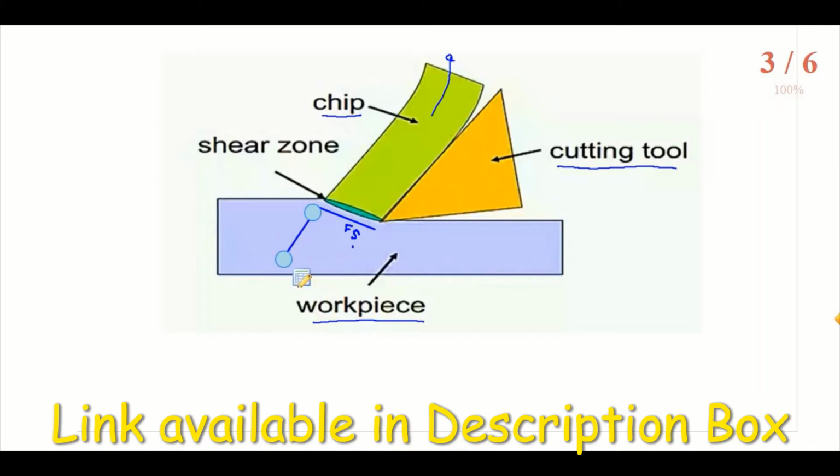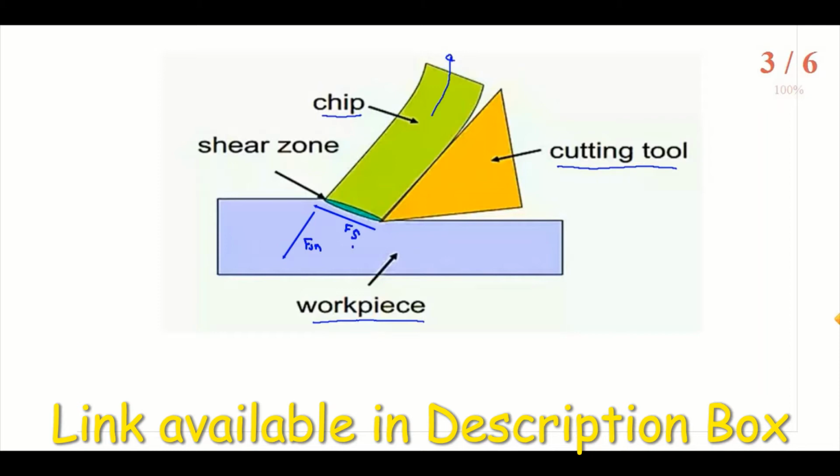we have the force Fsn, which is normal to the shear plane, and it is called the backing up force provided by the workpiece on the chip. So these are the two forces. One is the shear force acting along the shear plane, and Fsn, which is normal to the shear plane.